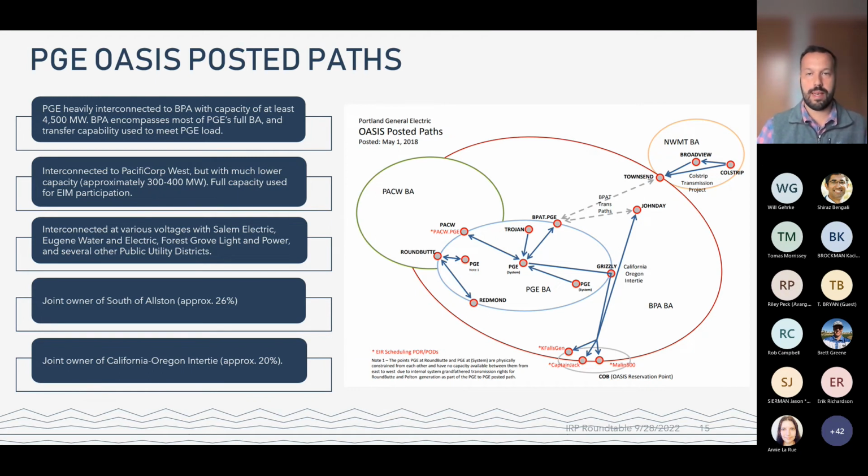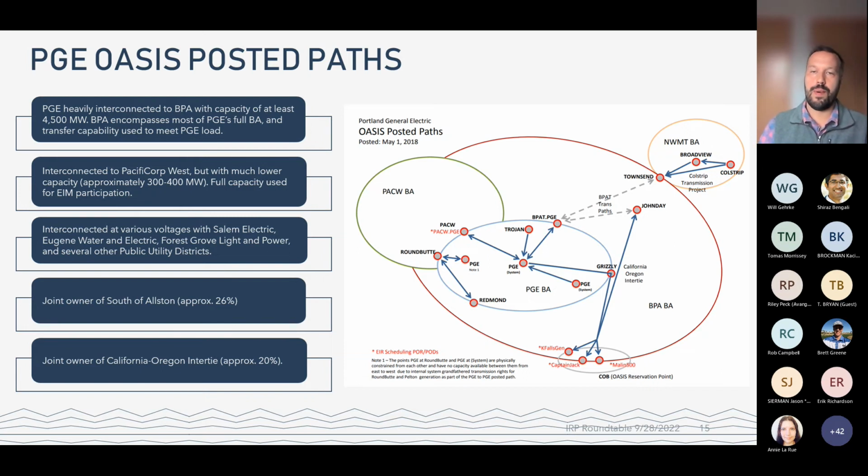As you can see in the bullet points on the left side of the slide, there's pretty significant interconnection capacity with BPA today, right around 4,500 megawatts. That's the interchange of what can be delivered from BPA's balancing authority, that red bubble, into PGE's balancing authority, that blue bubble. And also a smaller connection with PacifiCorp West, right around 300 to 400 megawatts. It's primarily used for EIM participation. Also calling out, we don't necessarily have it on the graphic here, but some interconnections to public utility districts and public power providers in the Portland metropolitan area. And then as you look at some of the blue lines within BPA's system, primarily the California-Oregon intertie down to Captain Jack and Malin, PGE is a partial owner of those paths as well.